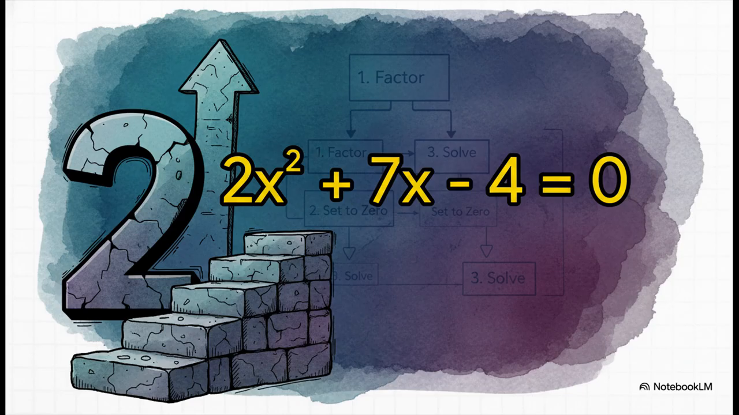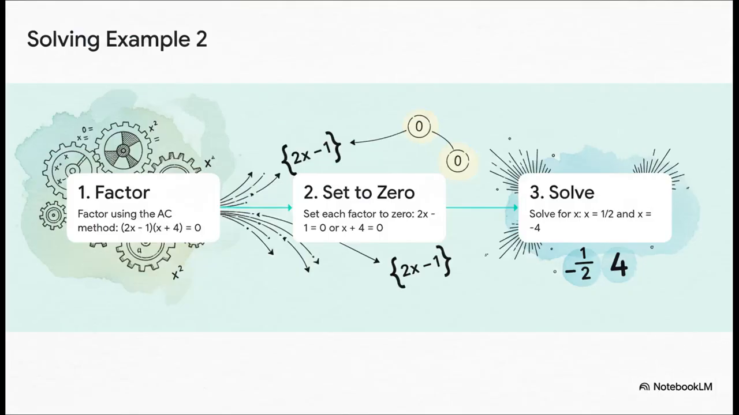But don't worry, the training plan is exactly the same. Okay, so the factoring part here is a bit trickier. You might need to use something like the AC method, but the core strategy doesn't change at all. Once we get those factors, 2x minus 1 and x plus 4, we do the exact same thing we did before. We split them, set each to 0, and solve. And our answers are 1/2 and -4. See, the system just works.